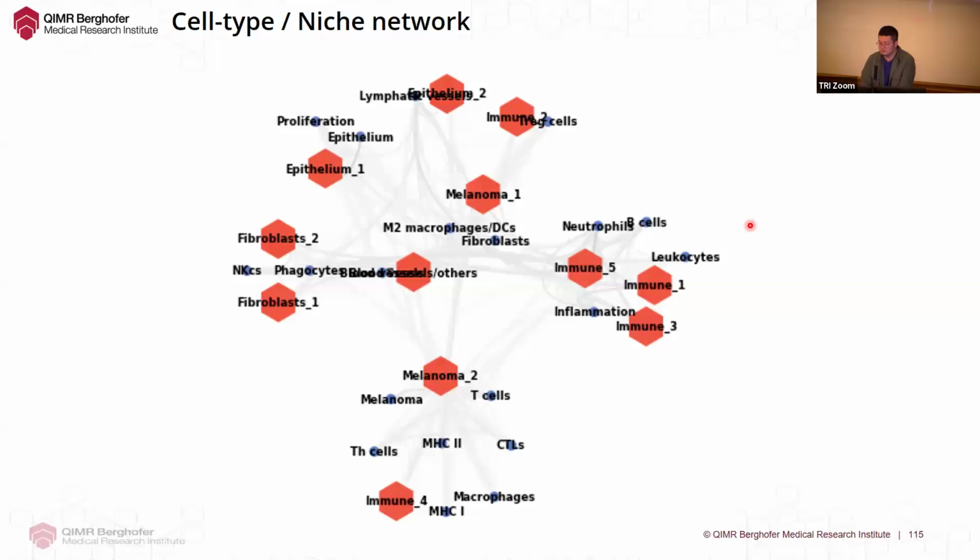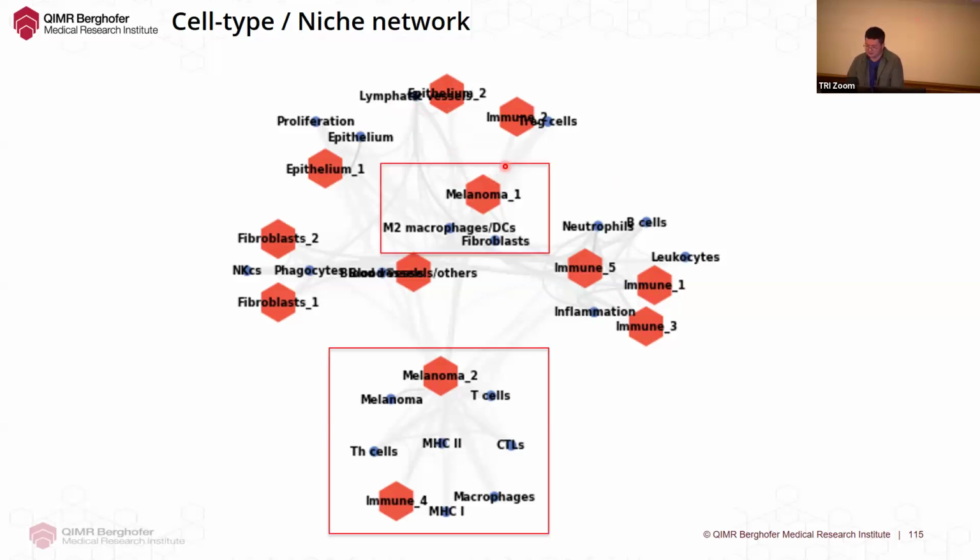We can also visualize the cell type communities and cell types in a network graph. In this case, we can see there are 2 melanoma communities, one associated with the fibroblasts and the macrophages, and another one with T cells and other immune cells.